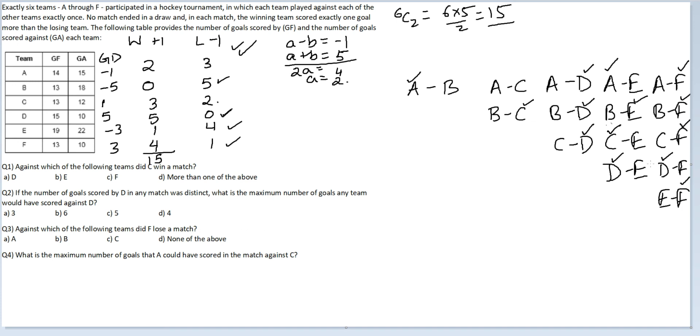He's losing to F, he's losing to D, he's losing to C, and he's losing to A. We've taken care of all the matches except this one here, A versus C. Let's look at A's condition right now. He's supposed to win 2 matches and lose 3 matches.